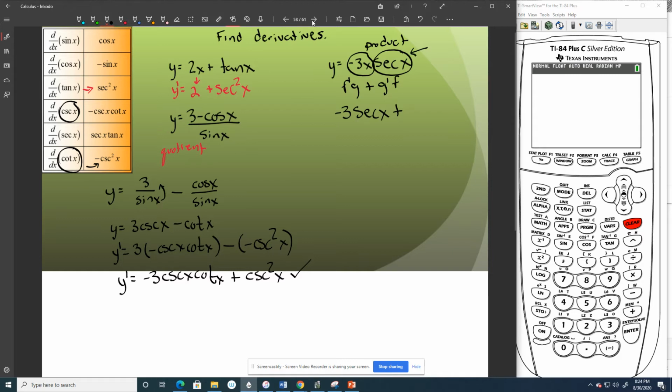So here's g. Now I've got to take the derivative of secant. So if I look right here, the derivative of secant is secant x tan x. But be careful, because remember I have to take g prime f, the derivative of the second times the first. So I need to multiply that by -3x. So when I rewrite that, -3 secant x plus, oh, let's not write plus because we're going to move that -3 to the front, -3x secant x tangent x.